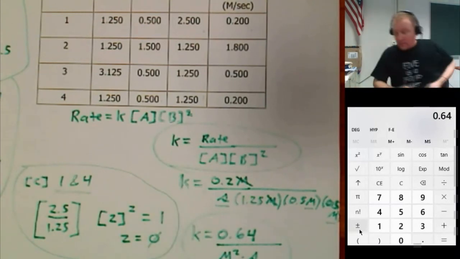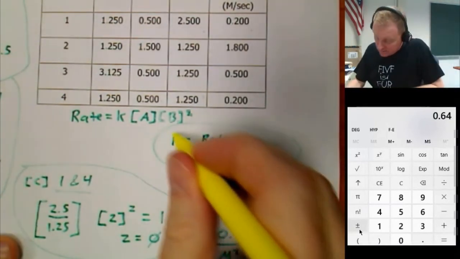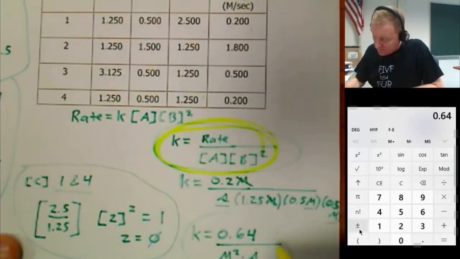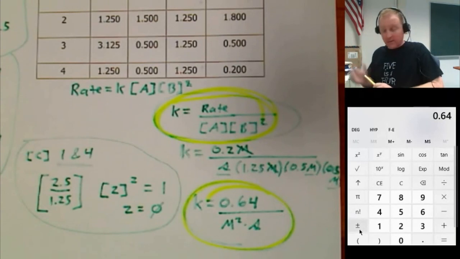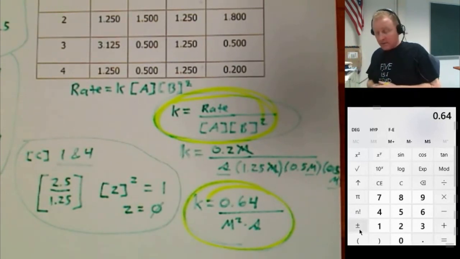So here are our answers. There are our answers right here. Okay, we got our rate law, and we've got our K value. And that would be the answer for that question as well.